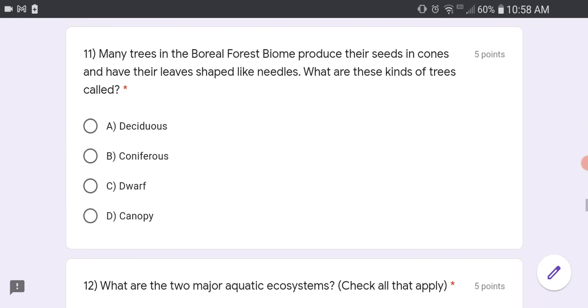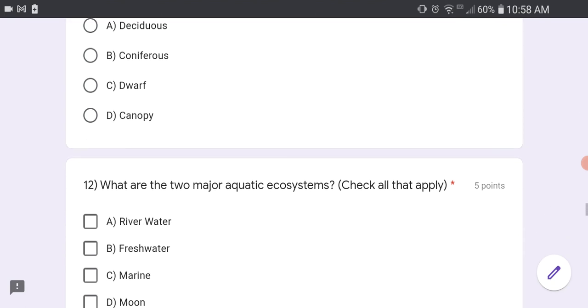Number 11. Many trees in the boreal forest biome produce their seeds in cones and have their leaves shaped like needles. What are these kinds of trees called? Are they A, deciduous, B, coniferous, C, dwarf, or D, canopy?